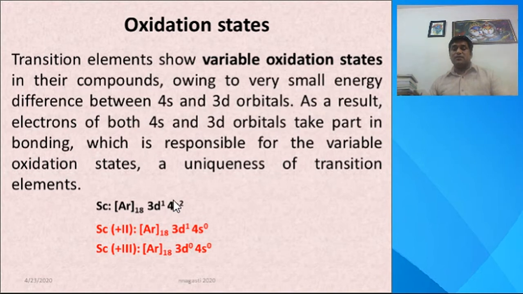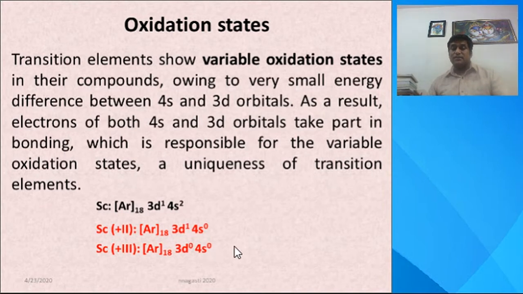Now let's say the two outermost electrons from the s orbital are lost. Then the oxidation state of scandium would be +2 and the electronic configuration is 3d1. Remember, the electrons will be lost from 4s2 first, from the outermost orbital, and then from 3d1. But if all 3 electrons are lost, 2 from 4s2 and 1 from 3d1, then the oxidation state is going to be +3 and the configuration is 3d0 and 4s0.